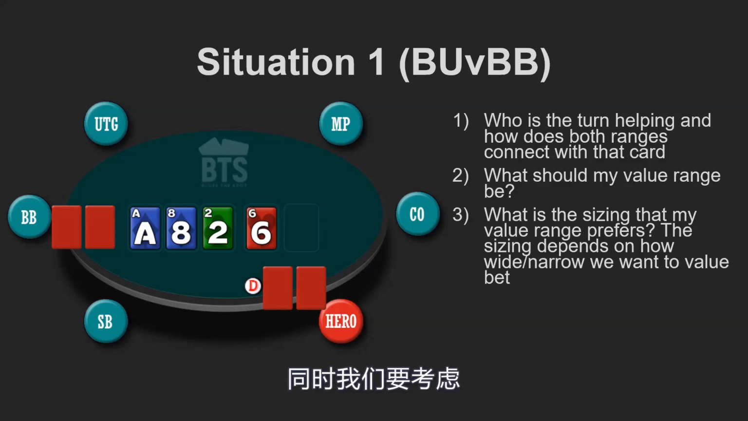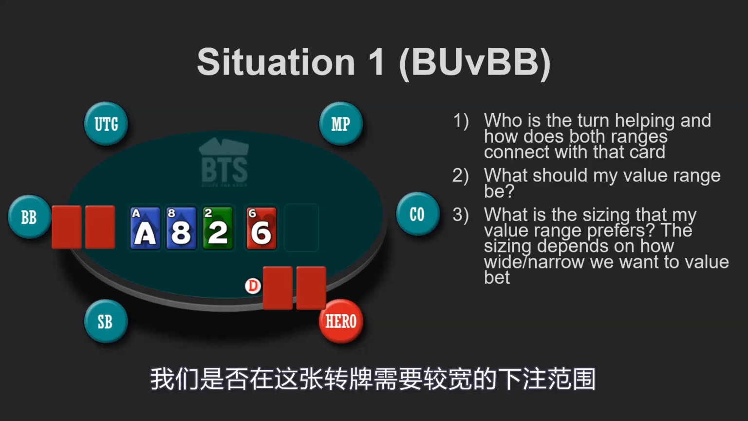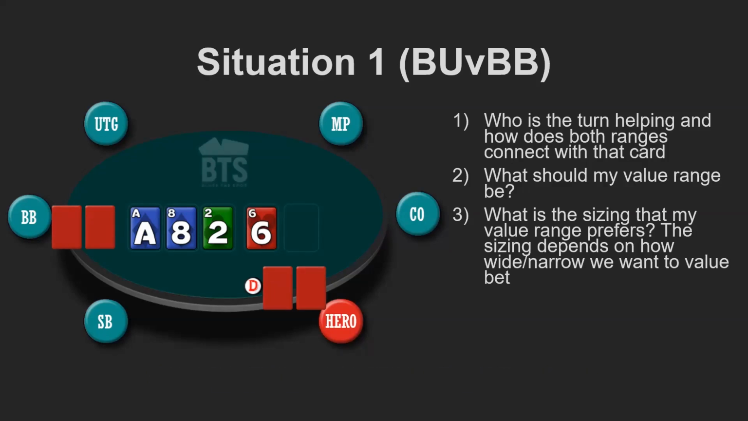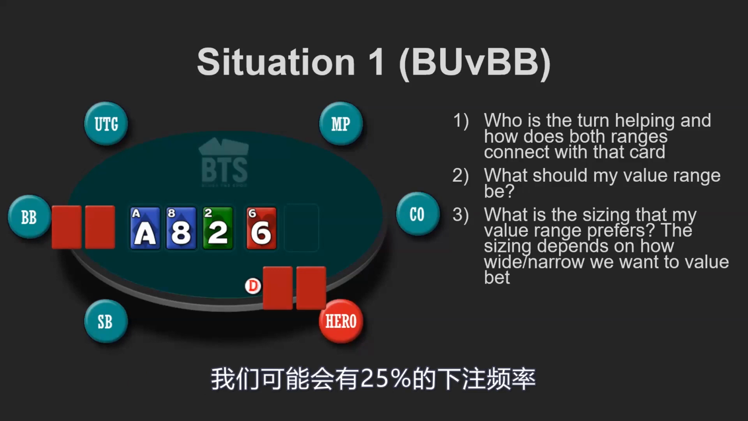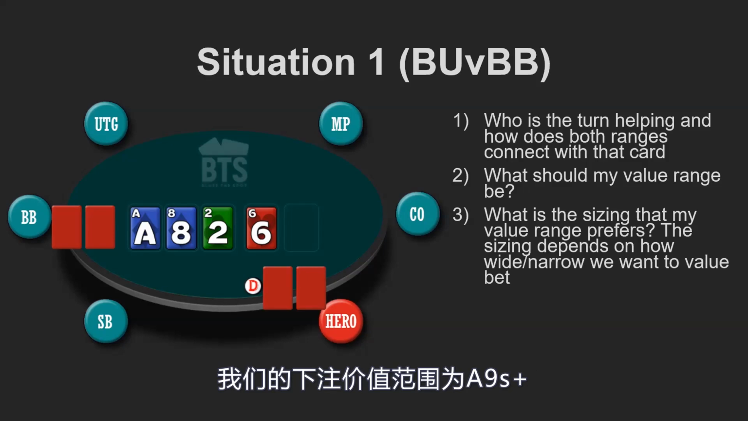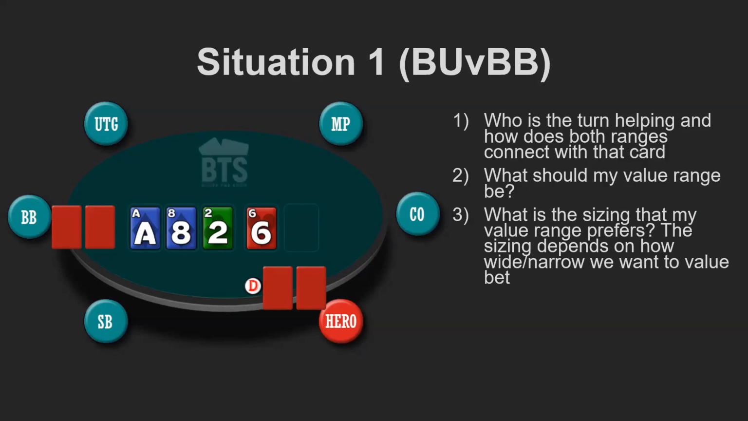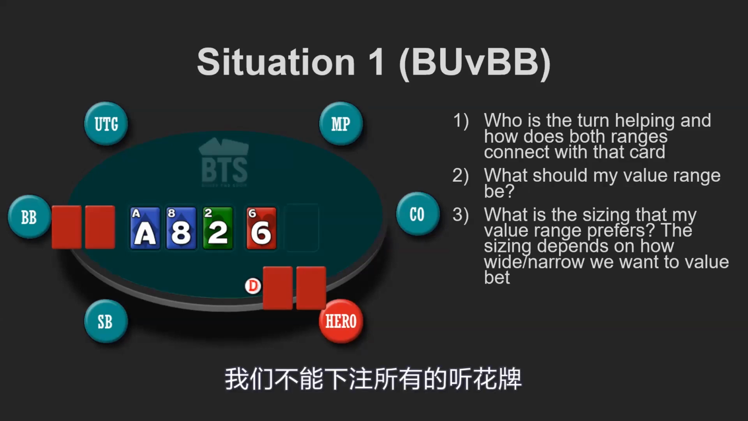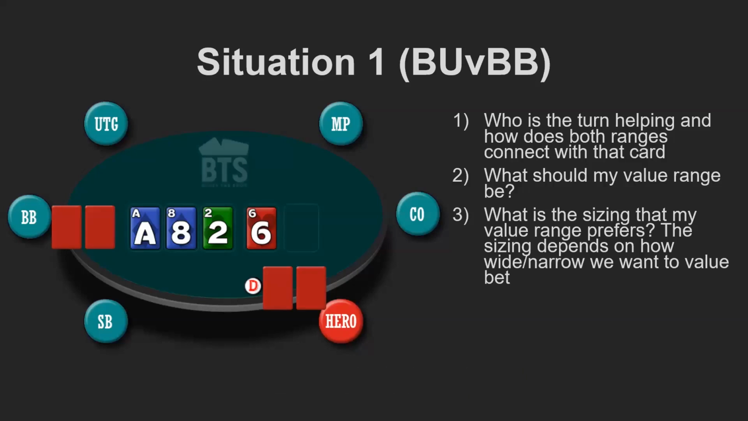Also, we have to think about whether we are betting a wide range. On the turn here, we're probably betting something like 25% of the time, because we use an overbet, and also we bet ace jack, ace 10, or ace 9 plus. That means our range is quite tight, and we cannot just blindly bet all of our draws, because that way we're just going to be over bluffing.